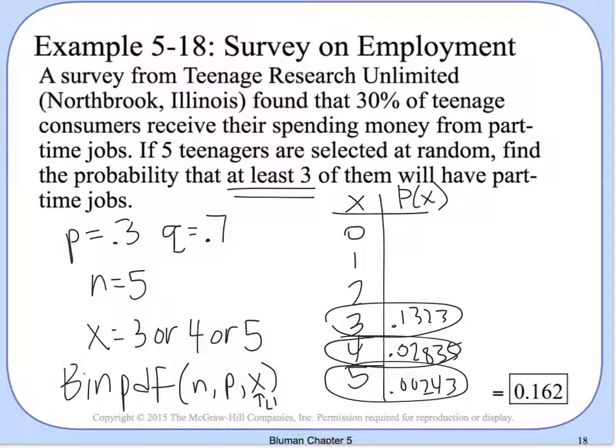As I add those three numbers up, I'm going to quit out of here and go ahead and add them up. 0.1323 plus 0.02835 plus 0.00243. And I get 0.16308. Now, the question is, why do I have 0.16308 and why do they have 0.162? Did I type a number in wrong, or do other people have that 0.16308? You have this too? Okay. So my question is, what happened here?